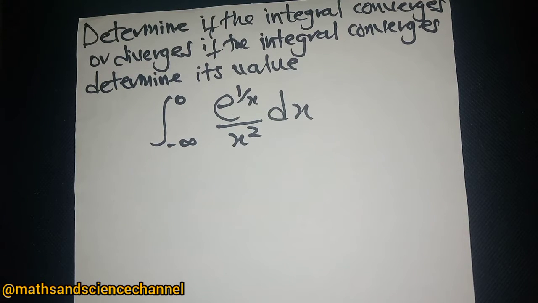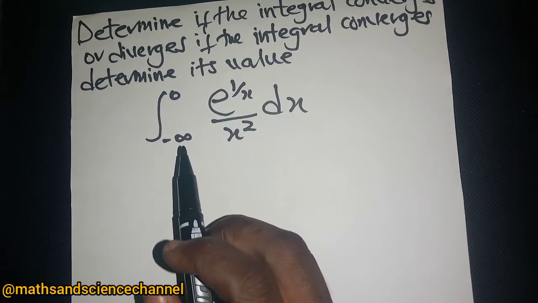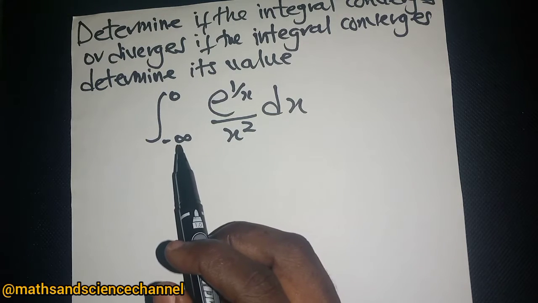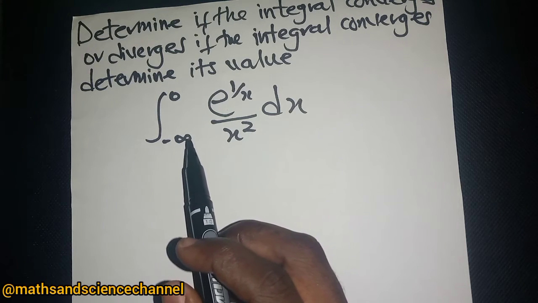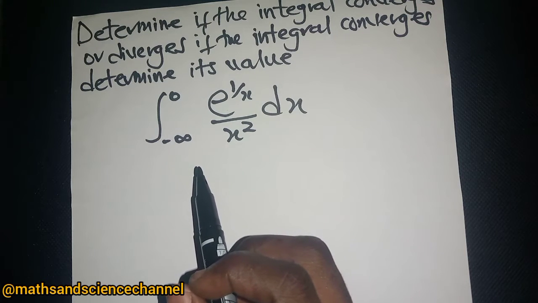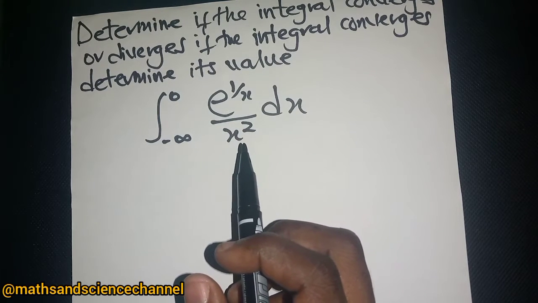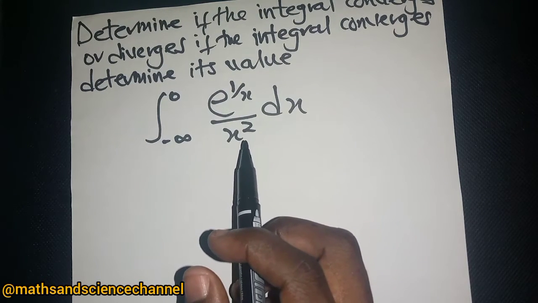So we have the integral from negative infinity to 0 of e to the power 1 over x, divided by x squared, dx. If you look at this integral, we can see an infinite limit, the negative infinity, so we have to deal with the infinite limit. Also the function is discontinuous at x equal to 0, and therefore we have to deal with that also.